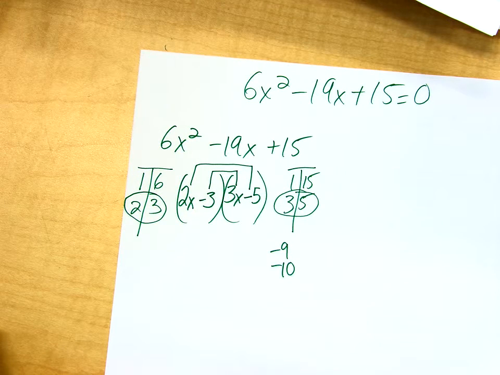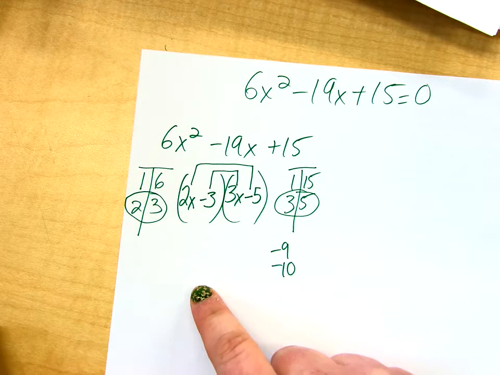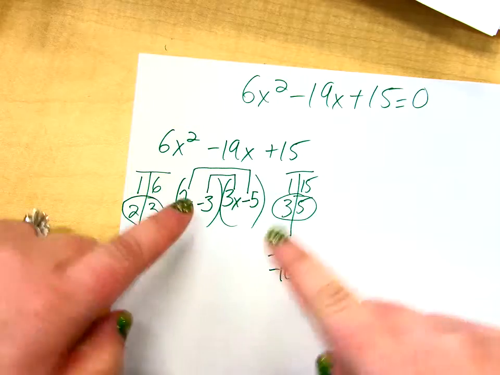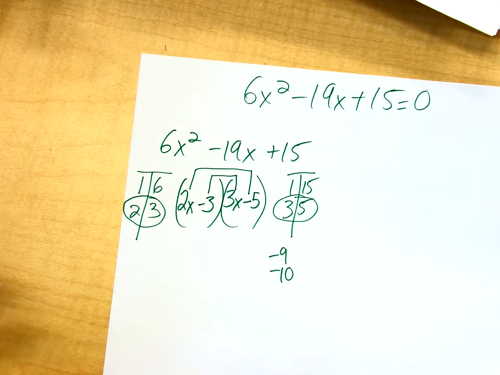Okay? So that's sort of my quick recap of guess and check. That's kind of how that goes. Let me tell you what's nice about this way. The biggest number I ever dealt with was 19, right? Even the factors, I'm only dealing with factors of 6 and 15. They're not that big of numbers.